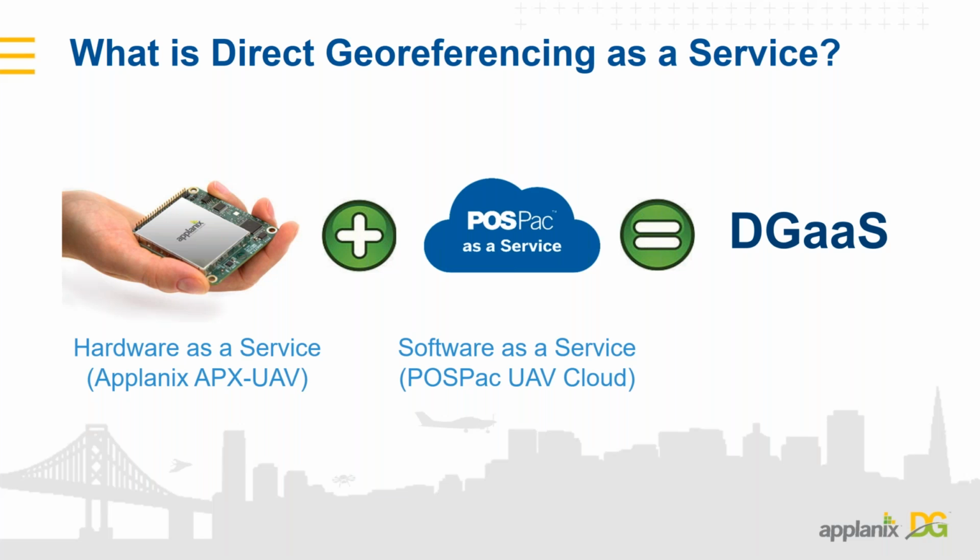Now, what is direct georeferencing as a service? Instead of buying perpetual licenses, we offer the hardware as a service. So instead of paying for the license to use that technology, you're paying much less for a service. That's combined with a cloud service, in this case POSPAC UAV, and that equals our direct georeferencing as a service. So it's an additional model to the standard business model where you're buying software licenses and hardware components to add into your UAV platform.